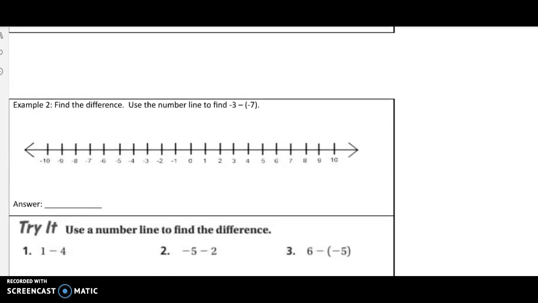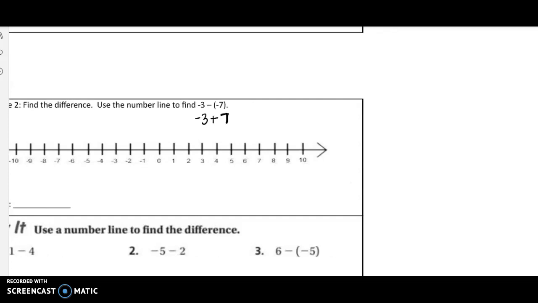So with example 2, it says find the difference and use the number line to find negative 3 minus negative 7. So this means add the opposite. So we have negative 3 plus, and then the opposite of negative 7 is just 7. So you'll actually see me, whenever we have minus a negative number, just turn this into a giant plus sign, because minus a negative actually just means that we add. So you'll see me do that a few times throughout the notes as well.